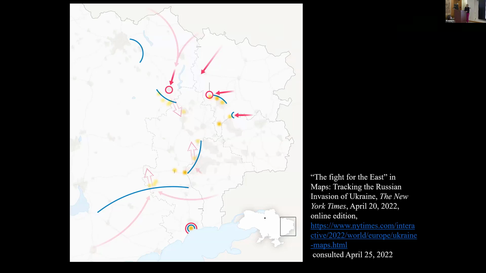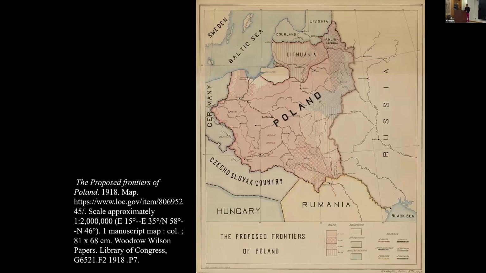And looking back over the history of the 20th century, we can see vividly the role that maps have played as national sovereignty has been decided at the negotiating table. Here's a manuscript map, for example, from the papers of Woodrow Wilson, showing the proposed frontiers of the soon-to-be created Poland.